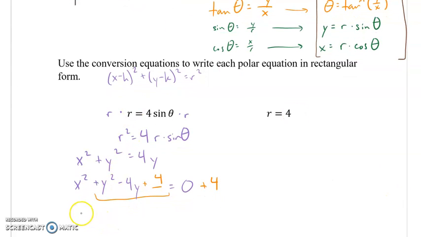And then we can factor, right? We've got x squared, which is already a perfect square, and then this becomes (y minus 2) squared when we factor it.